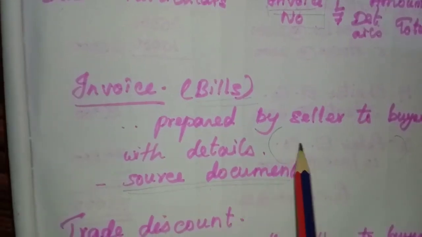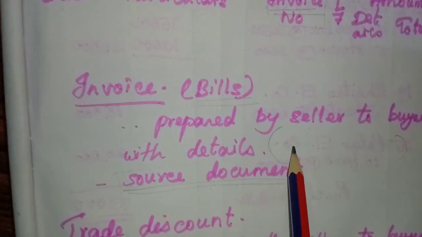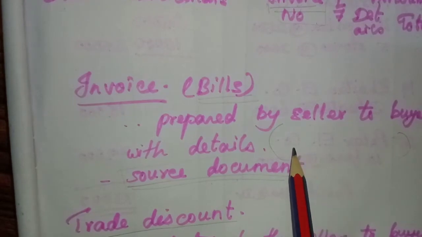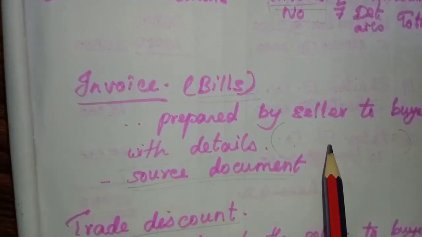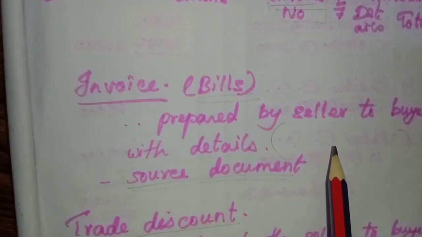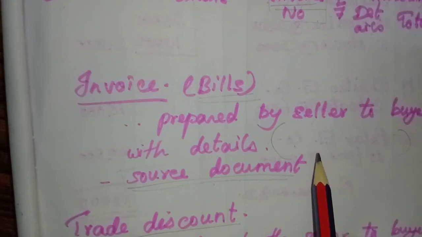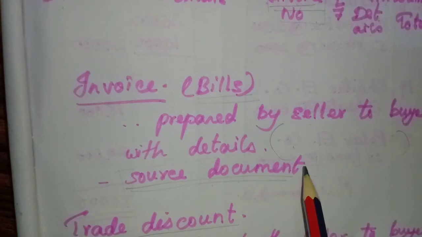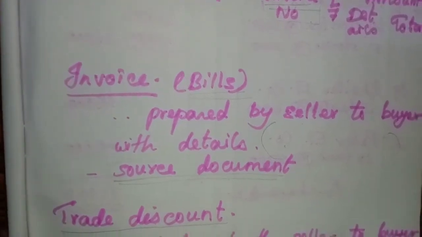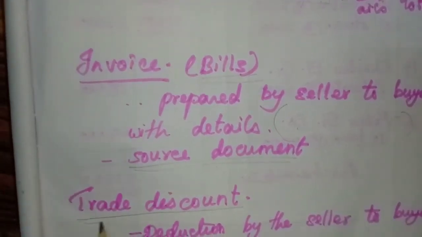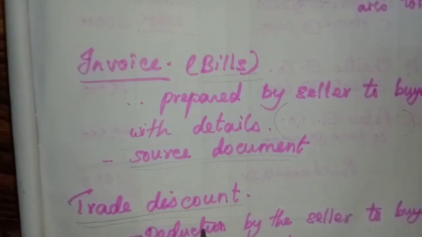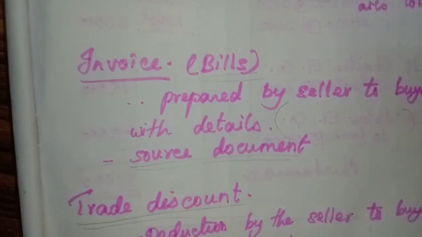Now in the invoice, one item will be there: the trade discount. Okay, if the purchaser purchases more quantity, more amount, the seller will reduce 1%. That is called trade discount. So now let us learn what is trade discount.